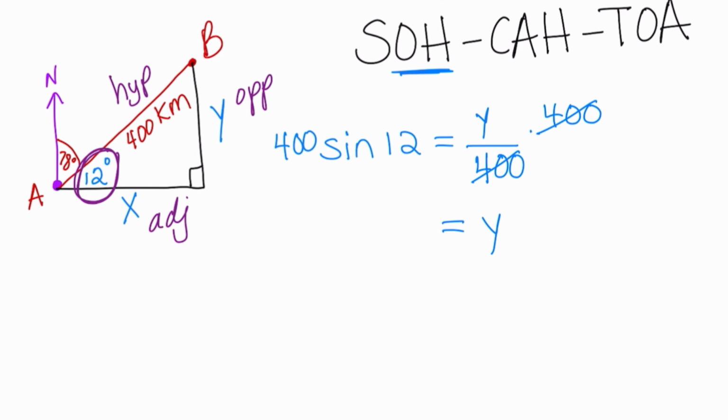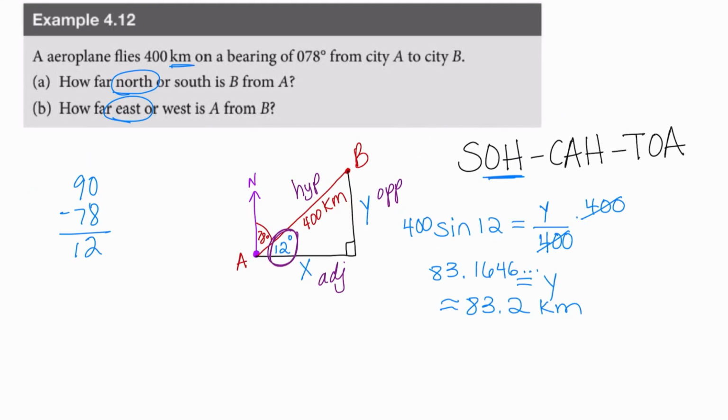So we have 400 times the sine of 12, which is going to give us 83.1646... which is approximately 83.2, and these are kilometers. And that's basically how much I've traveled north. So we have traveled north 83.2 kilometers.